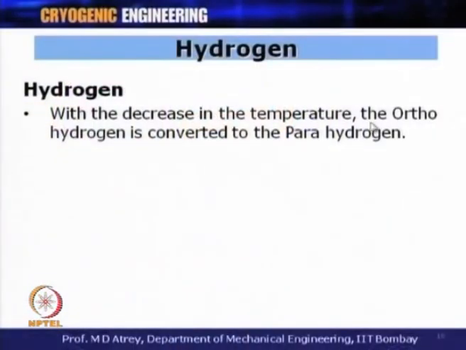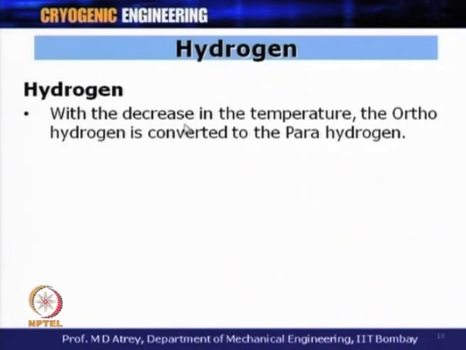Now, what happens? Why are we studying all this? As soon as you start lowering the temperature of hydrogen gas, this ortho will start getting converted to para. That means the molecules which had the spin in the same direction will now have spins in opposite direction. So, with the decrease in the temperature, the orthohydrogen is getting converted to para-hydrogen. As you lower the temperature, the gas hydrogen will slowly start getting converted to liquid.